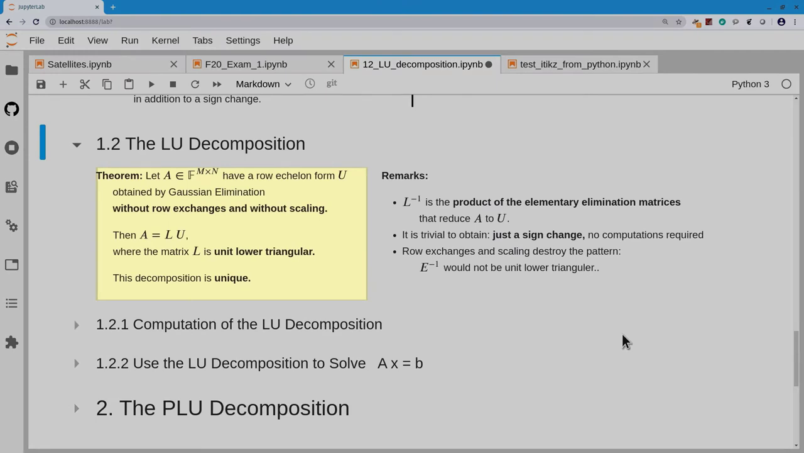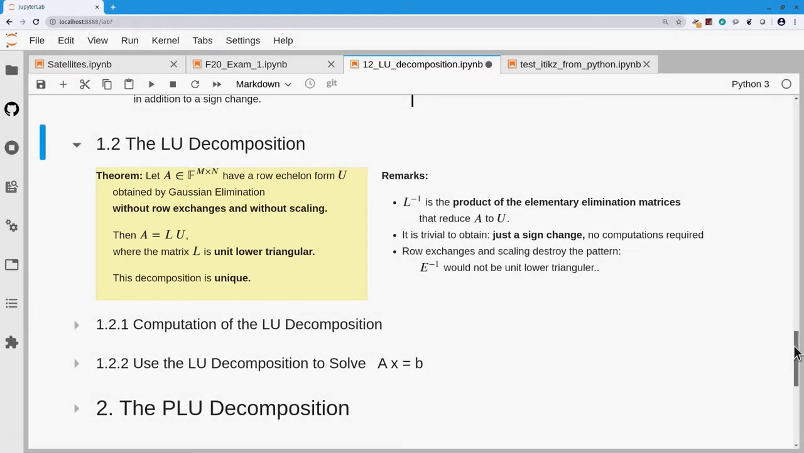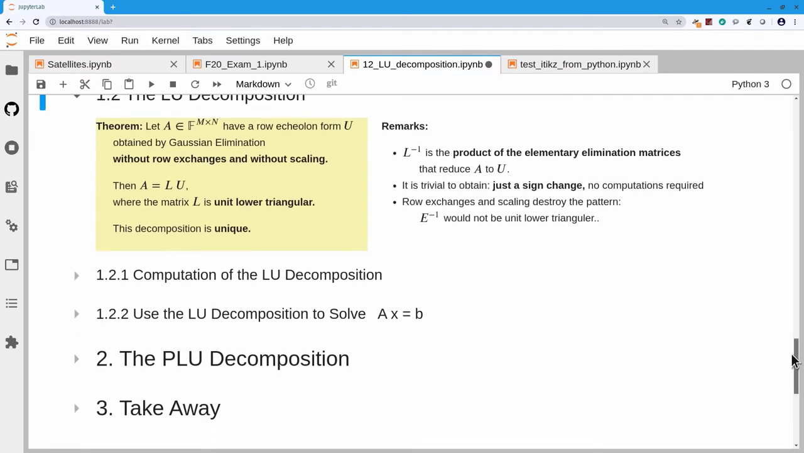Let's call it the theorem. If I start with a matrix A and I go to a row echelon form U by Gaussian elimination without doing row exchanges and without scaling, then I'll have found a decomposition of A as a product of L times U, where L is unit lower triangular and U is my row echelon form matrix. This decomposition is actually unique. The fact that we keep ones on the diagonal is what precludes any other possibility when we do these operations.